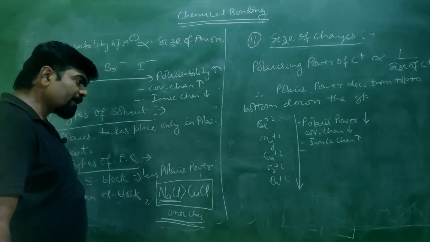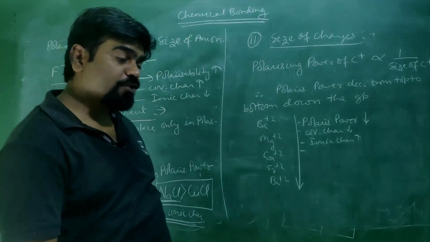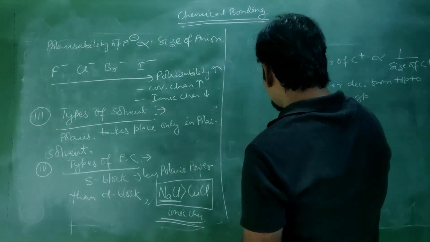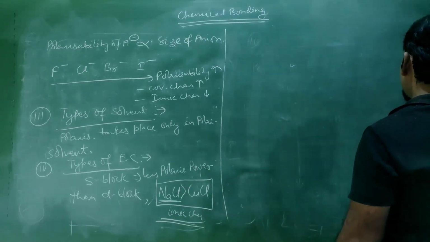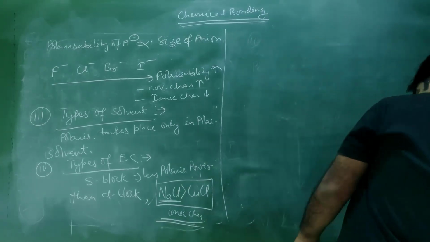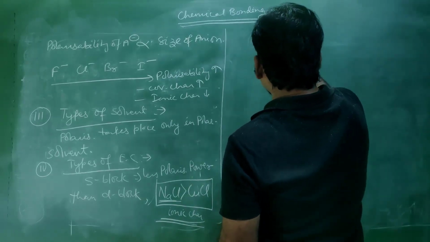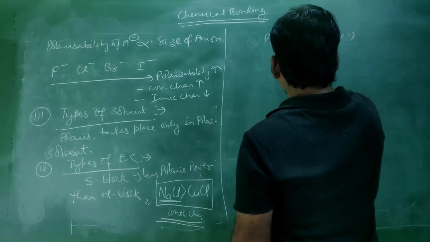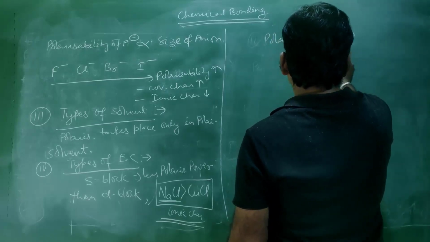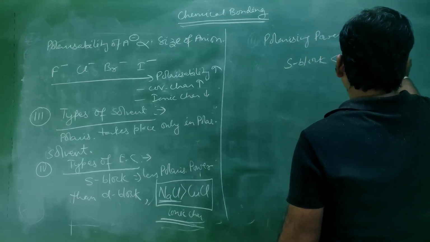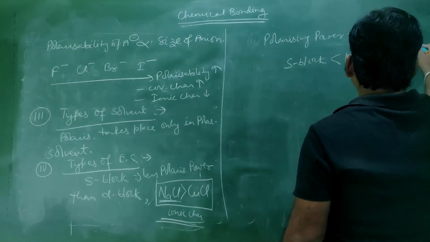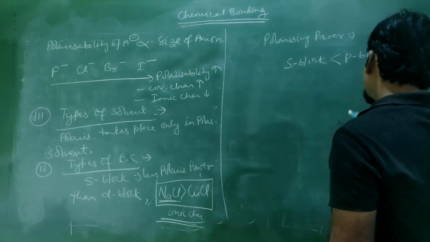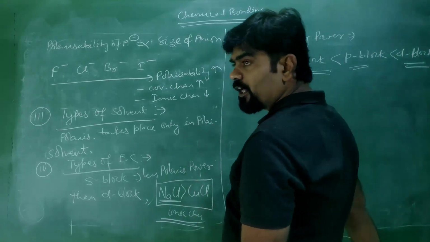Because copper is having more unstable electronic configuration. D block is having more unstable electronic configuration than S and P block, and therefore D block will have more polarizing power than S and P block. If you see the polarizing power ability, S block will have less than P block element, then D block element. So D block element will have high value of polarizing power, then P block, then S block element.